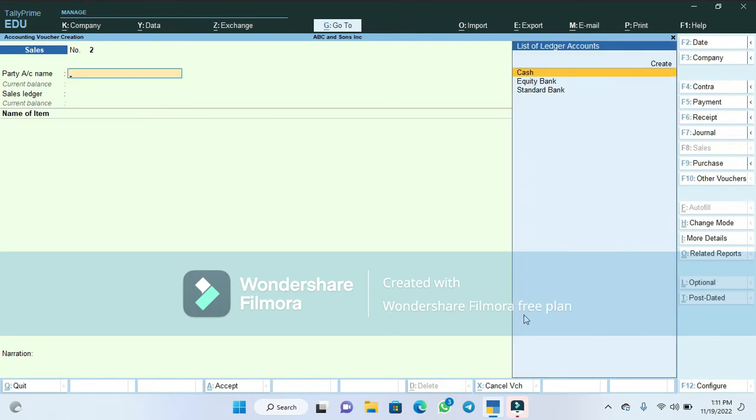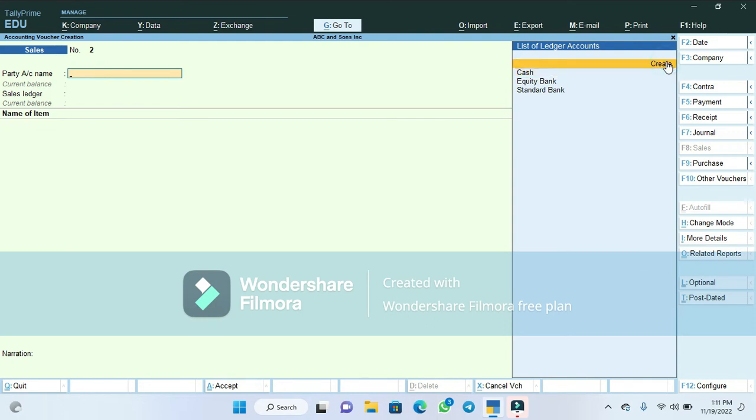Now, how do we capture a credit sale? A credit sale, we are going to create, you see, what's happening here on the party's account or name. There is cash, there is equity, there is Standard Bank, and these are equivalents of cash at hand and cash at bank respectively. So what's going to happen?